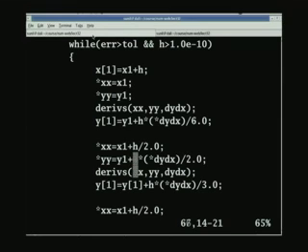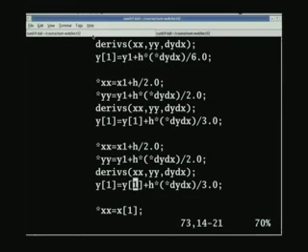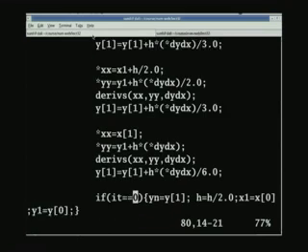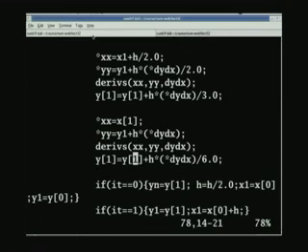Okay, and it will compute k2, and then it will compute k3, and then it will compute k4, right, and I will add all of them into y. So that's our y1 at the end. So this is the same as the fourth order Runge-Kutta which we just looked at.